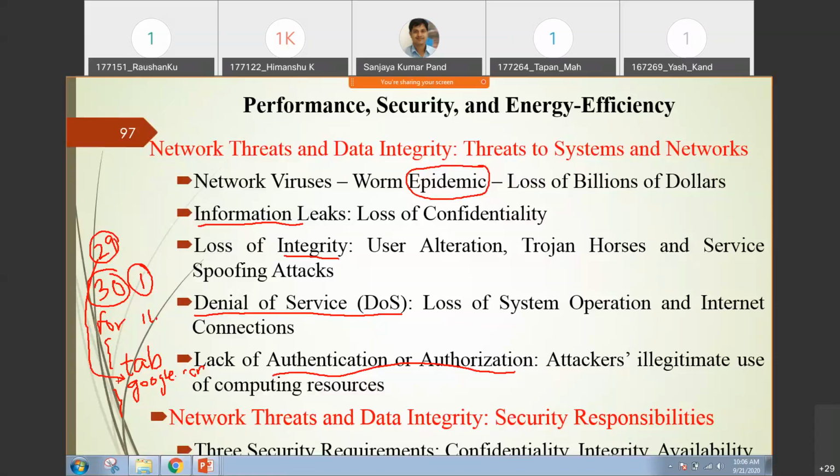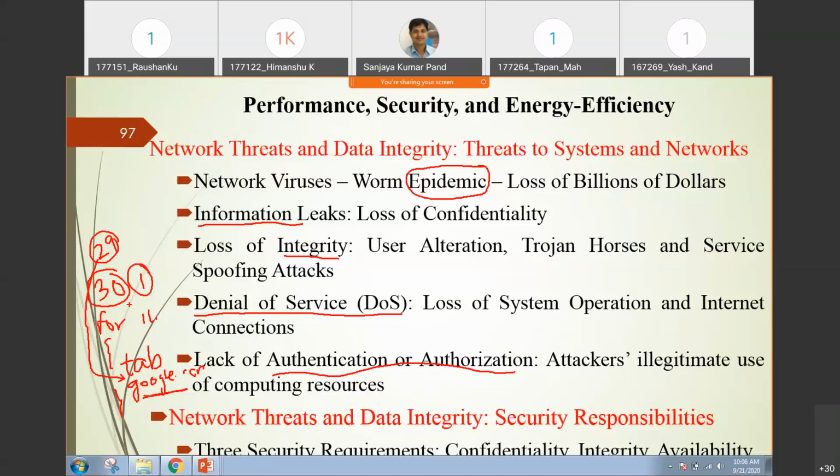That's why many security policies are enforced by Google so that such cases can be avoided. But in many cases, denial of service happens. So it is the loss of the system operations and internet connections. Also, whatever bandwidth you have, you are sharing the entire bandwidth. The entire bandwidth is consumed by a single system, so other systems may not get the services. That is one of the problems.